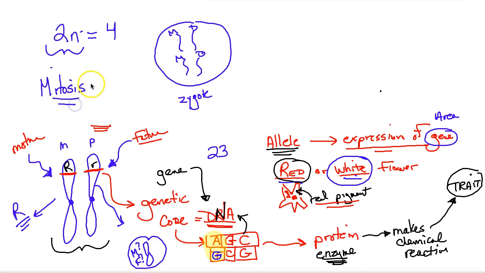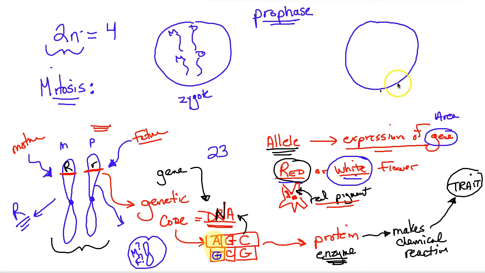What's confusing is how we start. If 2n equals 4, and I asked you to draw something called the prophase. The prophase is the first stage in mitosis or meiosis. And let me just talk about the cell cycle here for a second. Here's the life of a cell.